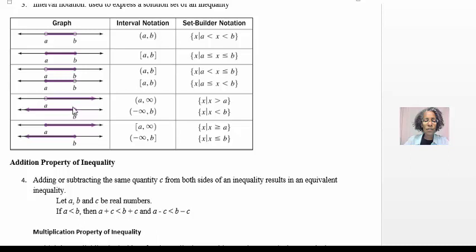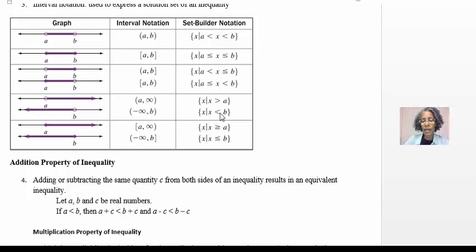Here, I want the set where I don't include B, but I want everything to the left of B. So indefinite movement to the left is shown in interval notation with a negative infinity symbol, which always is to the left, always enclosed with a parenthesis. It is not a value that can be included, but it represents a pattern of behavior. Here, a parenthesis beside the B, which is not included.